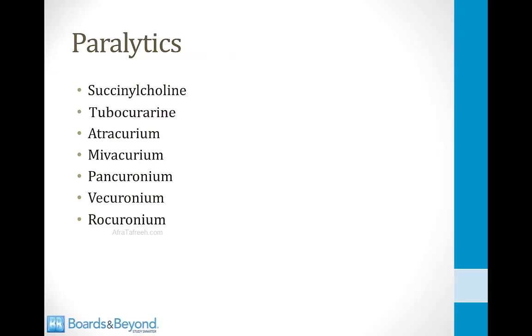I've listed on this slide the agents that are used as paralytics. The first one is succinylcholine, and it's really in a class by itself because it has a different mechanism from all the others, and we'll talk about that in a minute. The other drugs are tubocurarine, atracurium, mivacurium, pancuronium, vecuronium, and rocuronium.